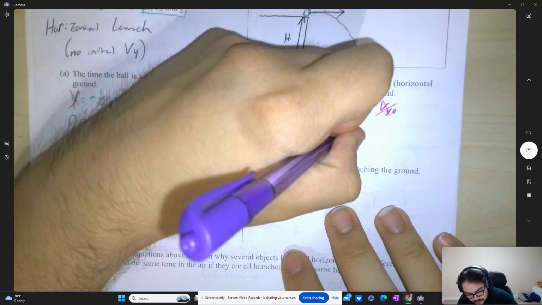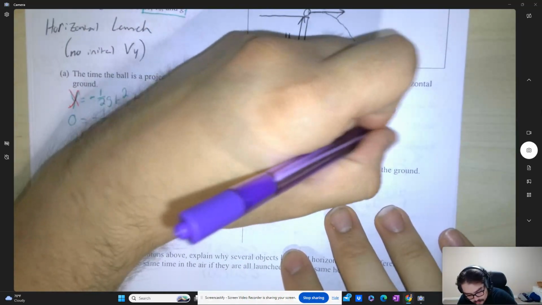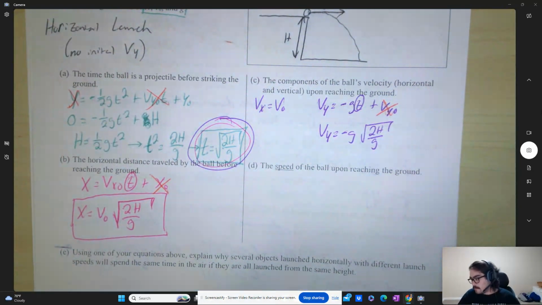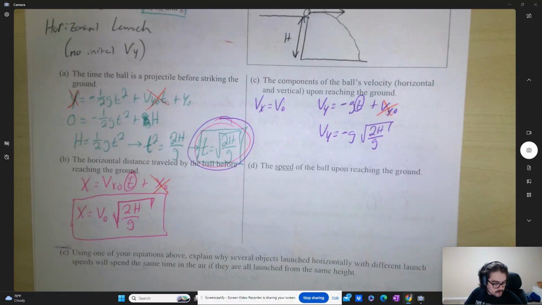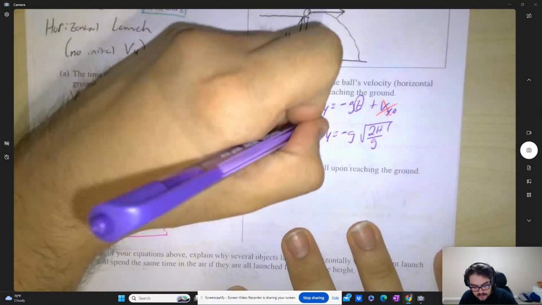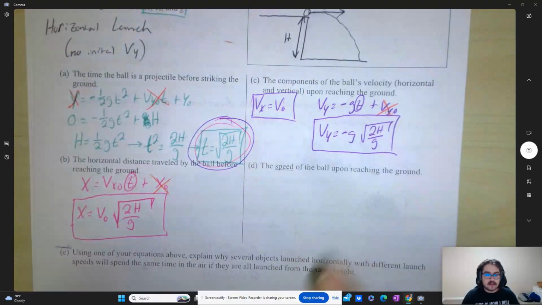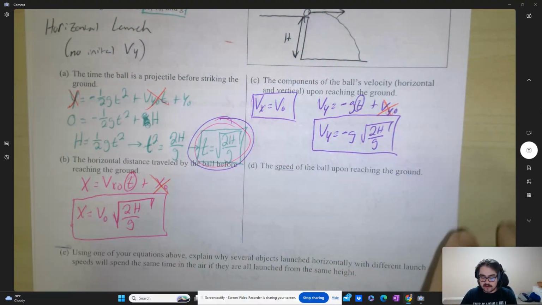So I'm just going to plug that in. Vy equals negative g root 2h over g. Okay, so that's how you get vy right there, and then we got vx. Okay, how wonderful. Okay, the speed of the ball upon reaching the ground. That's a different thing here.